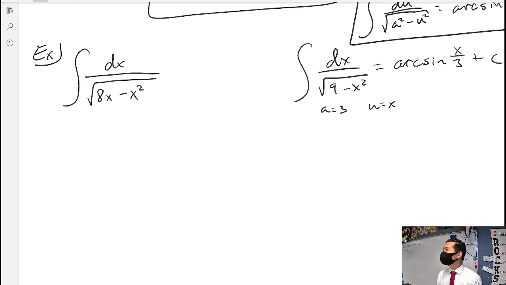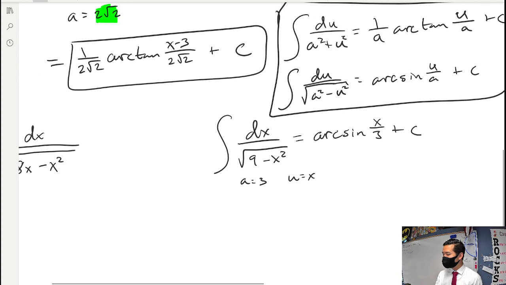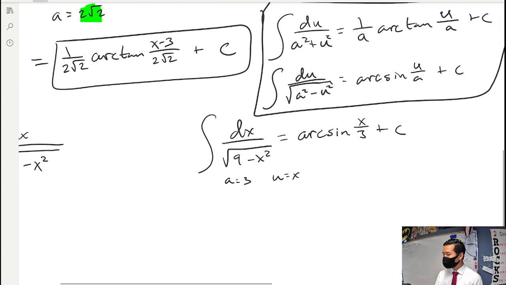Okay, so for that one, it says du over the square root of a squared minus u squared, which is the same as the square root of 9 minus x squared. Why does it say that there? Because that one has two things to the second power inside the square root. And it's u over a, but the bottom doesn't have both of them. But it's x over 3.